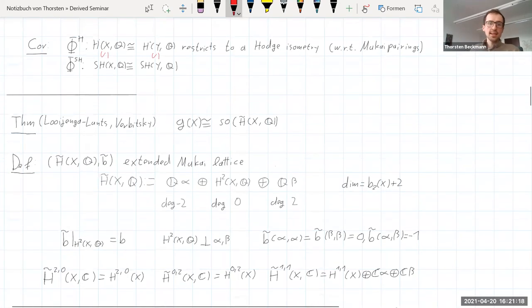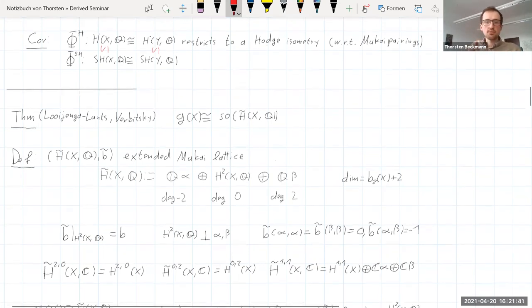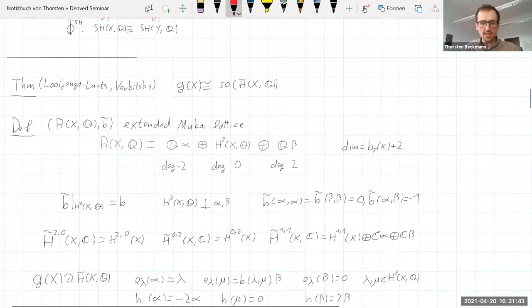Okay, and so as I said, we want to use the theorem of Looijenga-Lunts-Verbitsky, via representation theory, to actually reduce our situation so that we can study this extended Mukai lattice, and also make it a bit more geometric. So somehow to interpret it better, what it actually means or does for us.